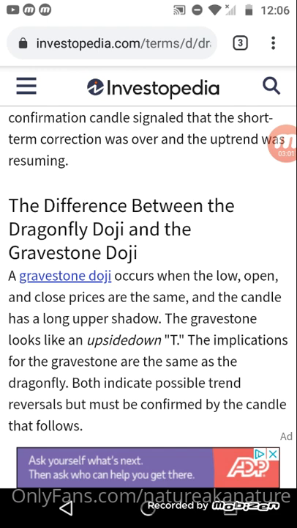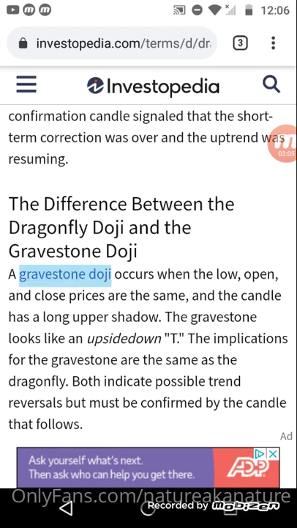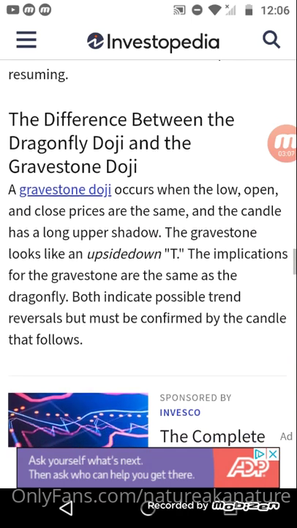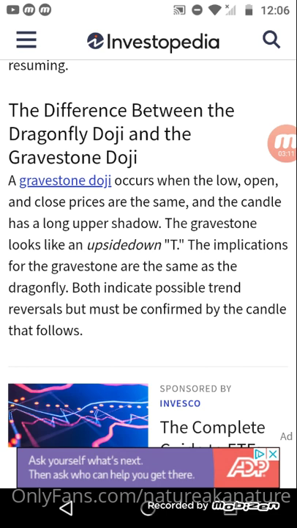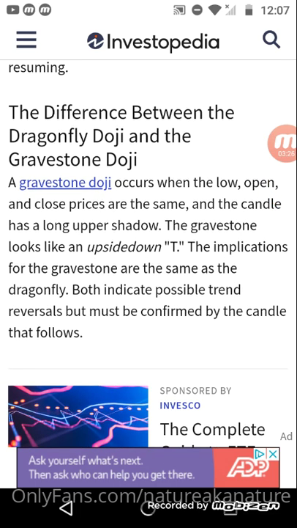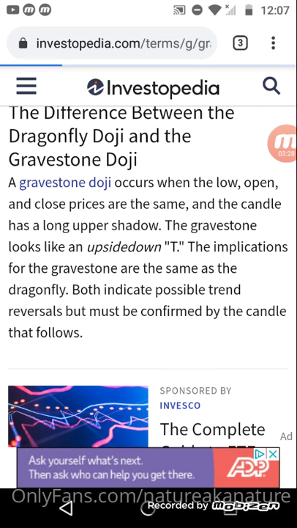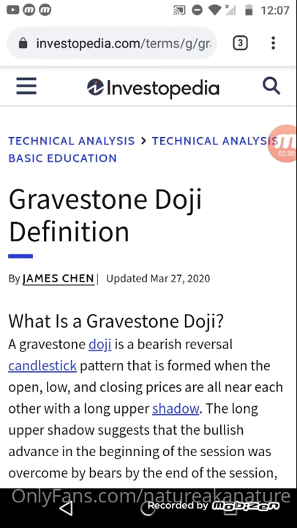Both indicate possible trend reversals, but must be confirmed by the candles that follow. We need some type of confirmation, like a long green marubozu candlestick or a long red marubozu candlestick, to confirm the reversal or not. So let's talk about the Gravestone Doji. We've got one more doji, the four price doji, that we want to talk about.